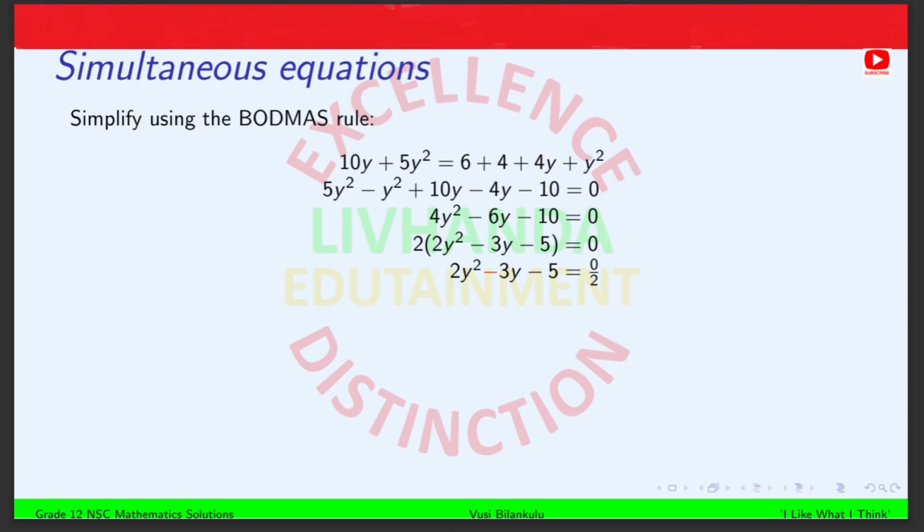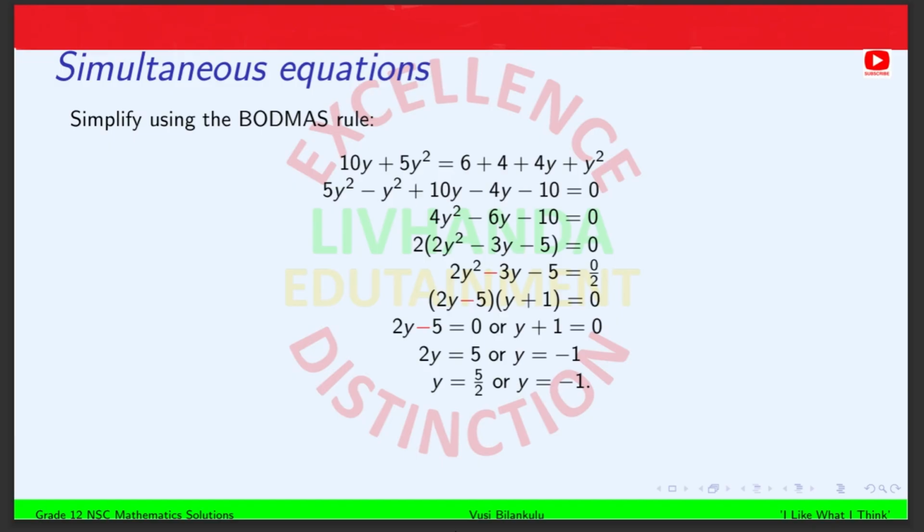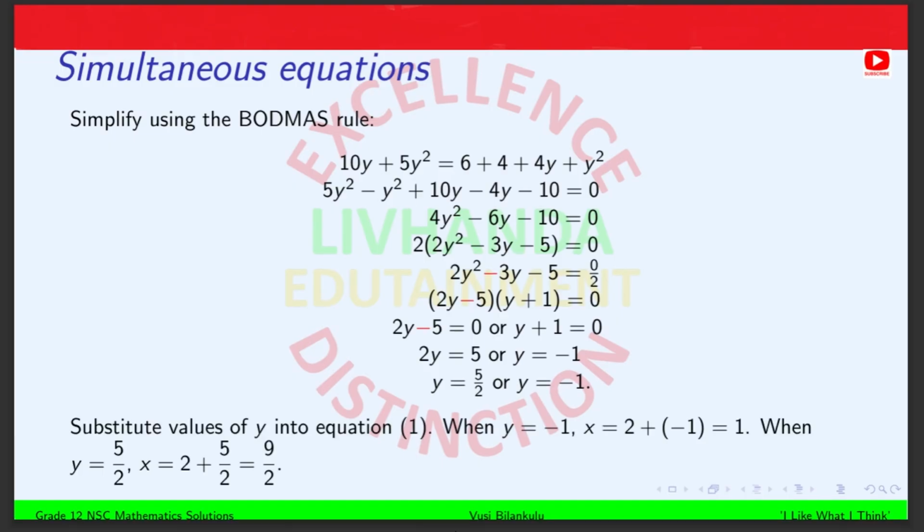Simplify using the BODMAS rule so that a standard quadratic equation is given by 2y squared minus 3y minus 5 equals 0. This is factorized as 2y minus 5 times y plus 1. Therefore, y equals 5 over 2 or y equals negative 1. Substitute values of y into equation 1 such that when y equals negative 1, x equals 1. When y equals 5 over 2, x equals 9 over 2.